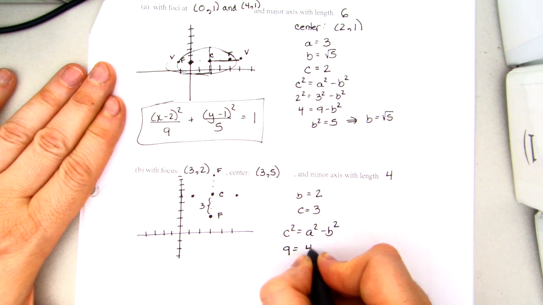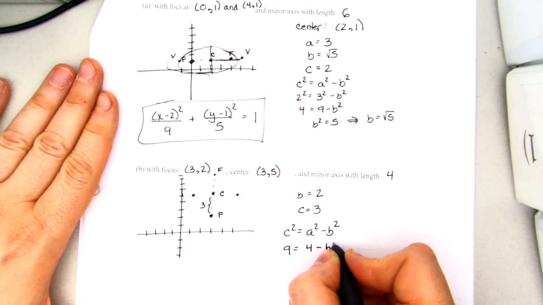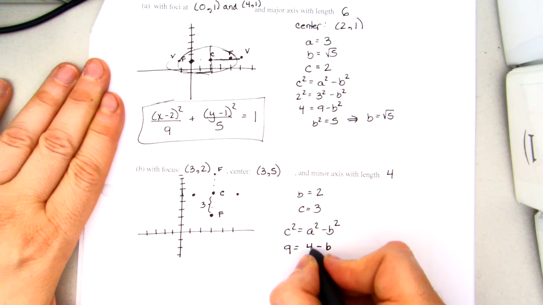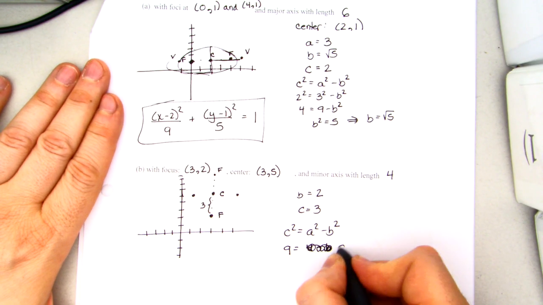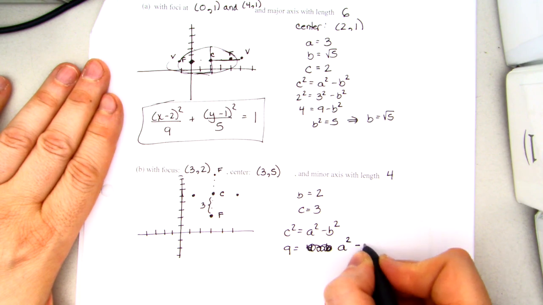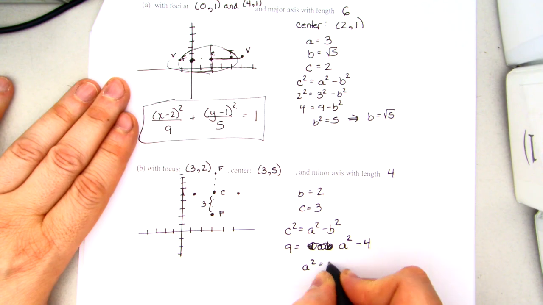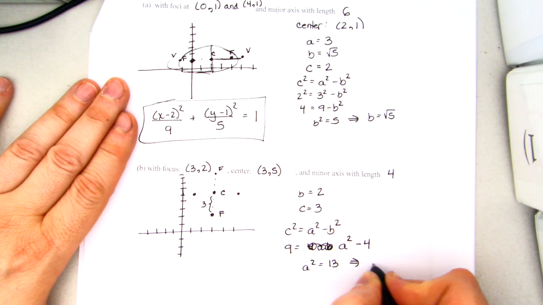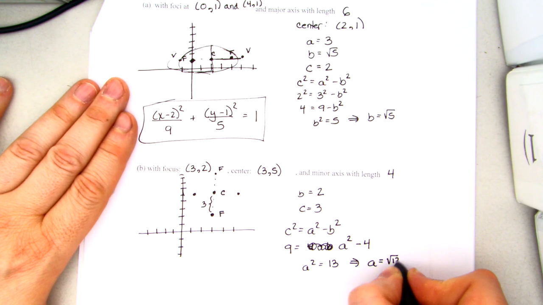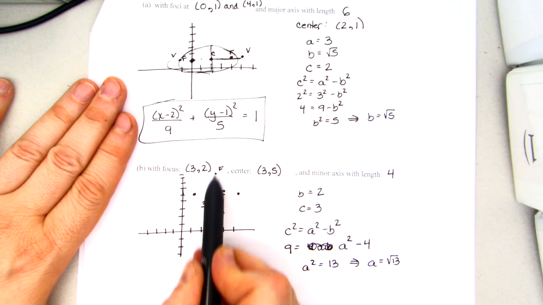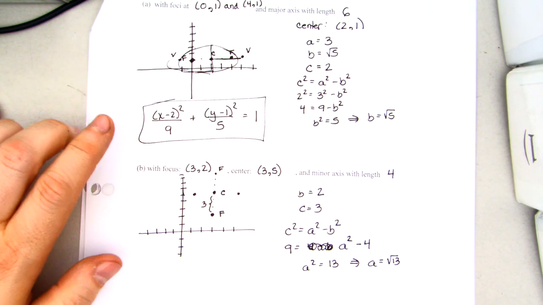9 is going to equal 4 minus B squared. Wait a minute, no, it's not. We're going to try that again. Sorry. It's going to equal A squared minus 2 squared minus 4. A squared is going to equal 13, which means your A value is the square root of 13. You're going to go out root 13, both up and down, to get to the vertices.